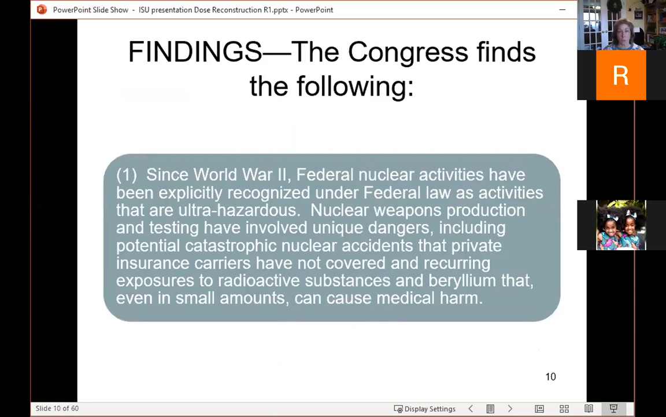It was based on a number of findings by Congress that are in the Federal Register. So Congress determined that these activities were ultra hazardous, that nuclear weapons production and testing involved unique dangers, including exposures to radioactive substances and beryllium. So there is a compensation program related to beryllium also. I won't focus on that today, but there is a separate one that addresses medical problems that are associated with beryllium.